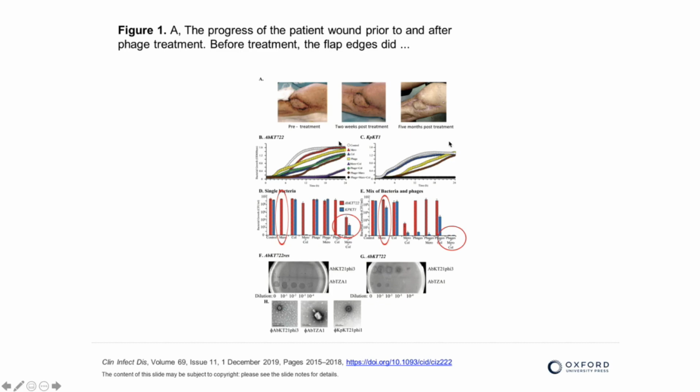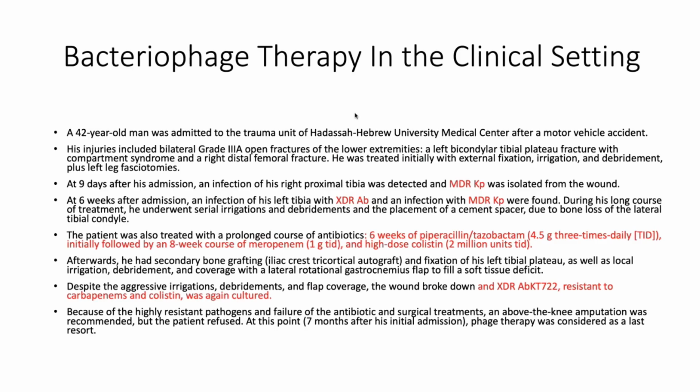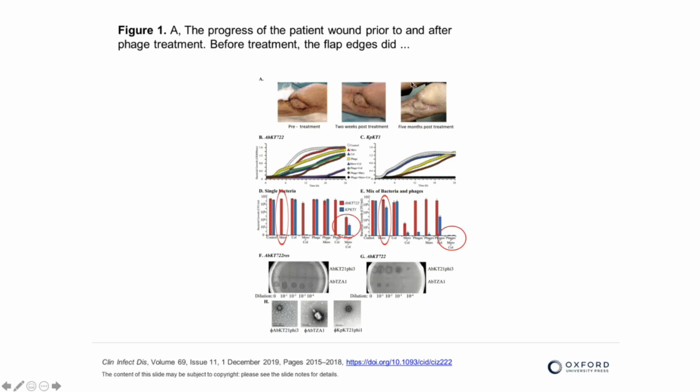And here on this first part of the graph, you can see the wound pre-treatment. This is prior to starting phage therapy. Dehiscence, bloody, draining. This is 2 weeks after treatment. And again, we're talking about MDR Klebsiella pneumoniae, extensively drug-resistant Acinetobacter baumannii that had mutated to become also resistant to colistin and all carbapenems. So 2 weeks post-treatment, and then this is 5 months post-treatment.